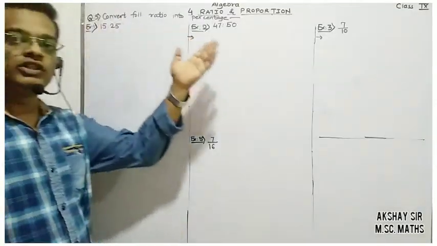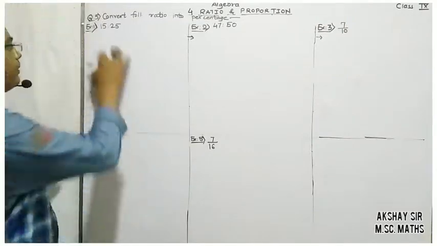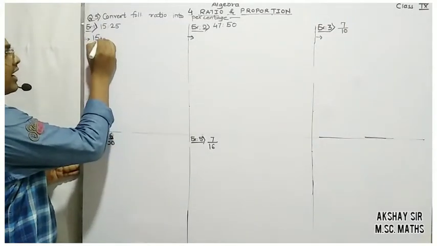Let us see question number 5. Convert the following ratios into percentages. So here we are converting the ratios into percentages. The first example is 15 as to 25.